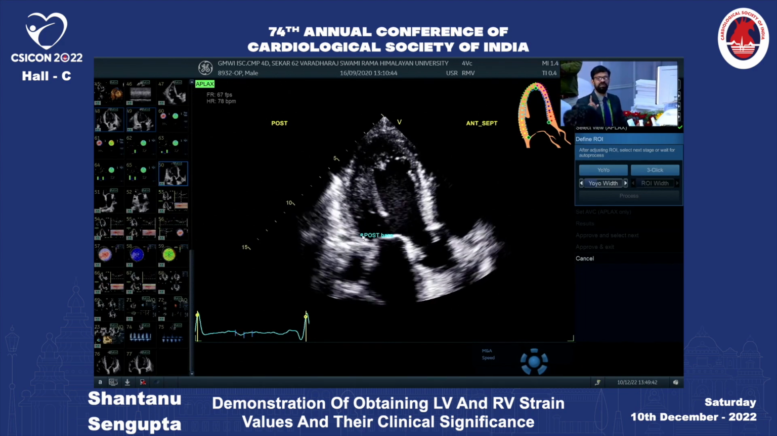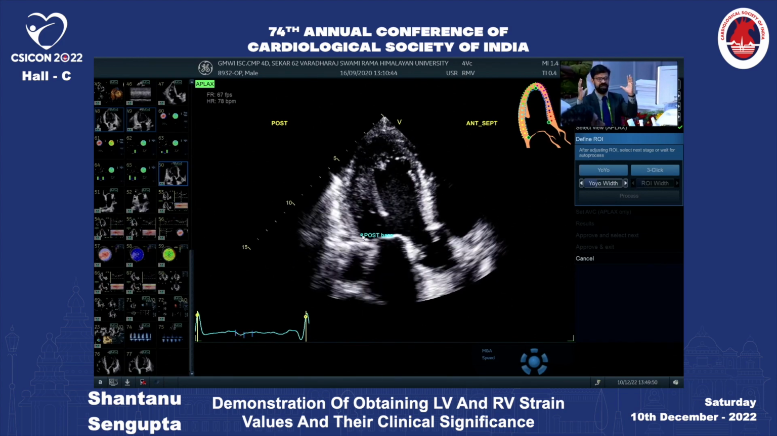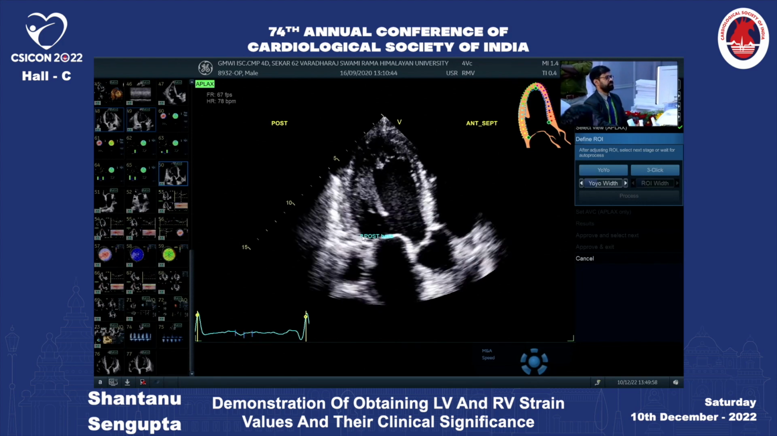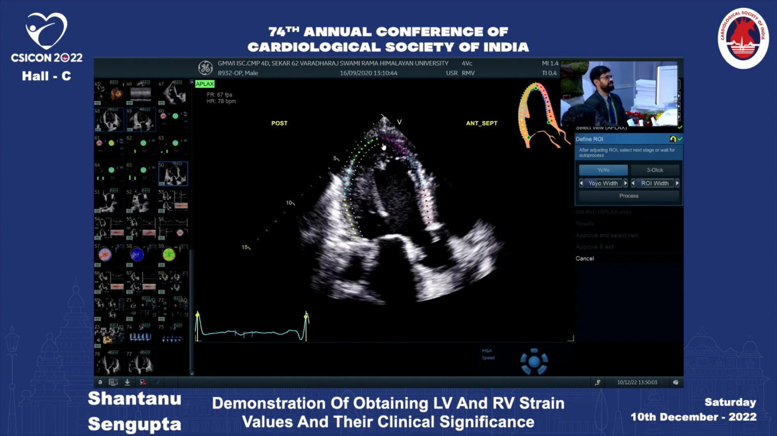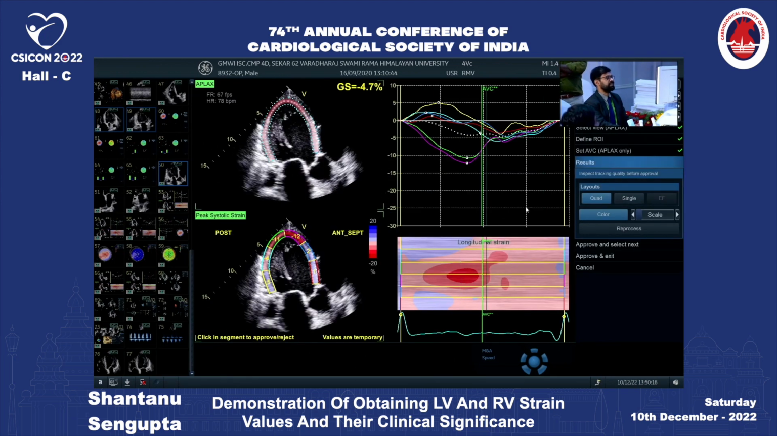Remember, global longitudinal strain gives you subendocardial strain. It is the subendocardial contraction of the left ventricle which you are identifying, while circumferential strain gives you the epicardial strain, so we are not interested in that. This is the posterior basal, this is the anteroseptal, and I see the apex. It will give me a tracking, and it is analyzing with the aortic valve by itself. I will just click process, and it starts giving me various beautiful waves.